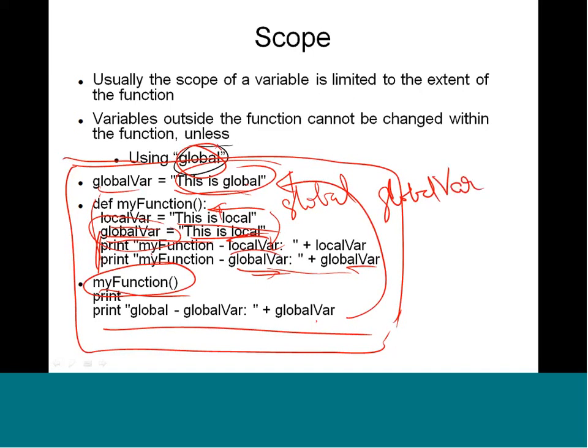So this statement enables Python to get through this issue and actually change the value to "this is local", and that is visible outside the function. So now when you print this one, instead of "this is global", it will print "this is local". So that explains the scope of variables, or variable scope.